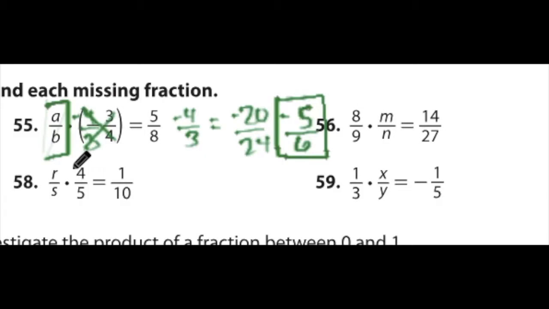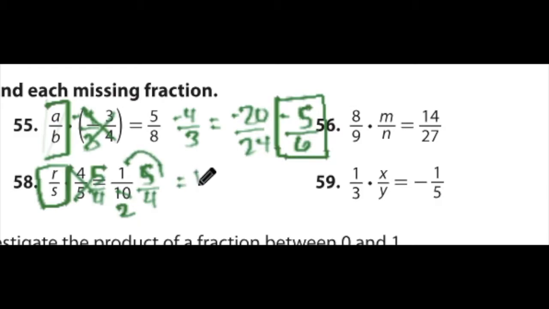For 58, we will isolate the R over S by multiplying by the reciprocal of 5/4, which is 4/5, and we can cancel those out. Multiply by 5/4 on the right side. I will cancel the 5 and put 1, and cancel the 10 and put 2. 1 times 1 is 1. 2 times 4 is 8. 1/8 is equal to R over S for 58.